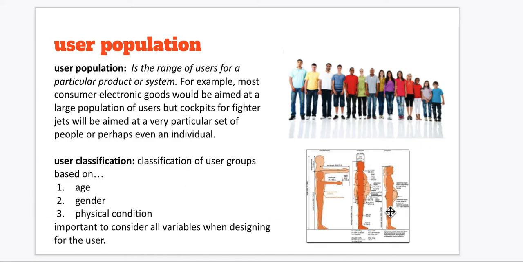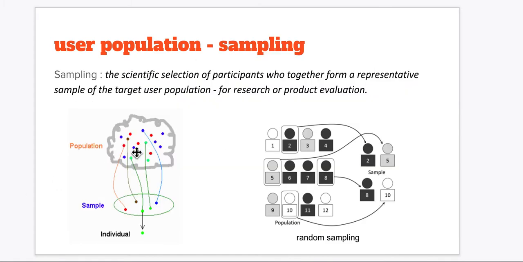The classification also changes. It can be based on age, gender, and physical condition. Sometimes with marketing, we also talked about location and demographics, things like that. But again, here it's age, gender, physical condition. With physical conditions, somebody could be pregnant or not pregnant. So that's another part of it.